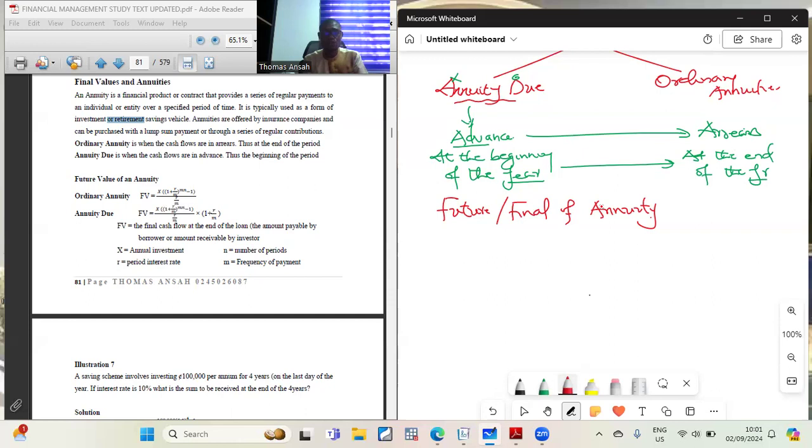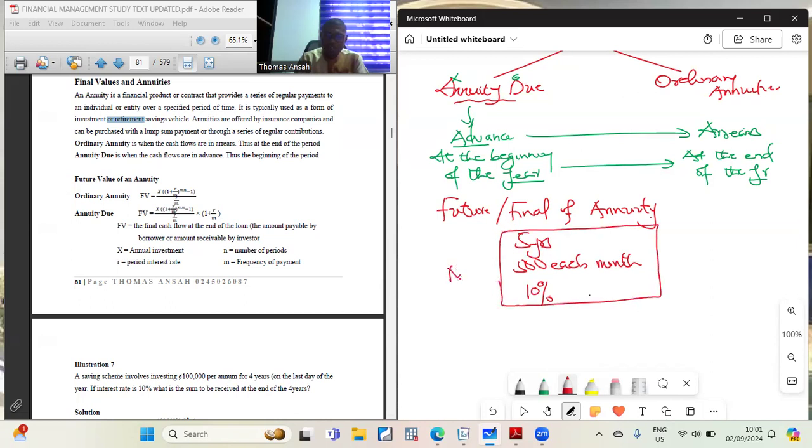And let's say I have an insurance policy that says that I have to pay 500 cedis every month. The insurance policy is 5 years. I am paying 500 cedis each month. And the insurance company says that they will be giving me interest of 10%. I want to know how much money I will get at the end of 5 years. But you see, I am standing here now, and I want to know how much I will get in future.